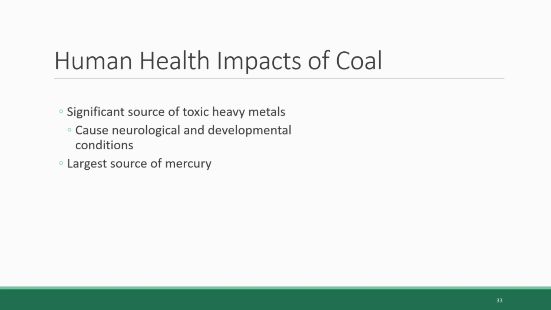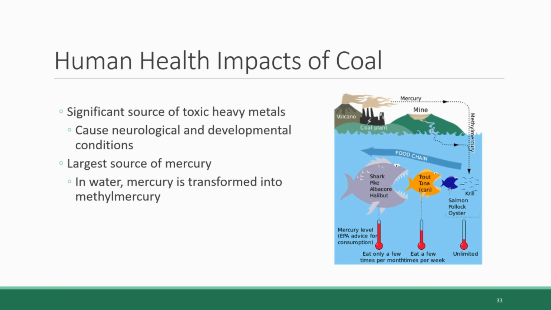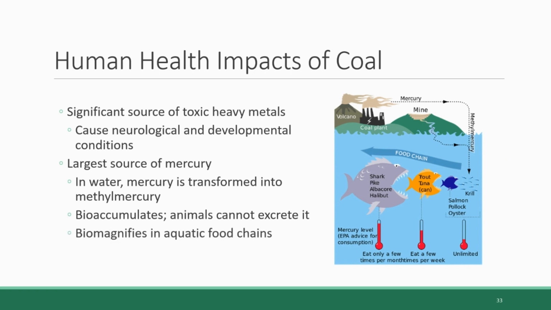You may know that mercury is also a toxic metal, and actually, mercury in the air isn't the problem, but when airborne mercury emissions settle into water, they are transformed into methyl mercury, which is highly toxic, and also it is bioaccumulative. Animals, including humans, do not have a way to excrete methylmercury from their bodies, so over their lifetimes it accumulates to higher and higher levels, which also means that it biomagnifies throughout aquatic food chains.